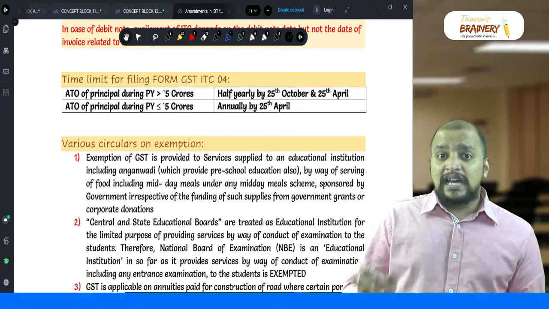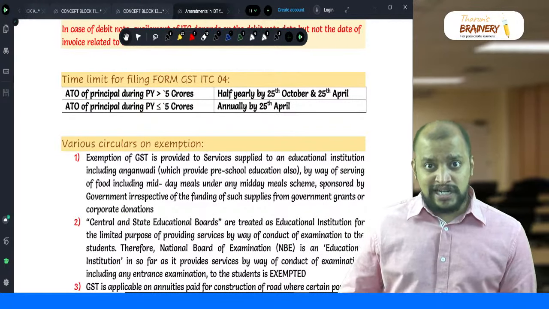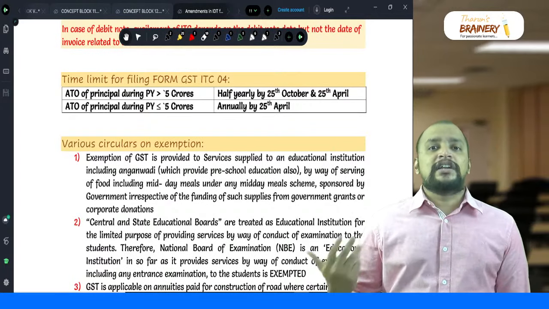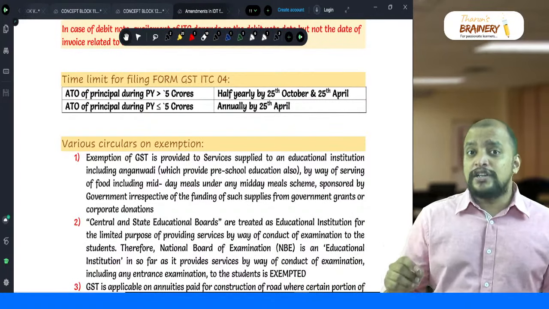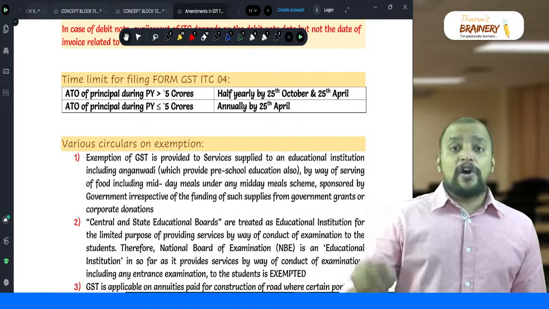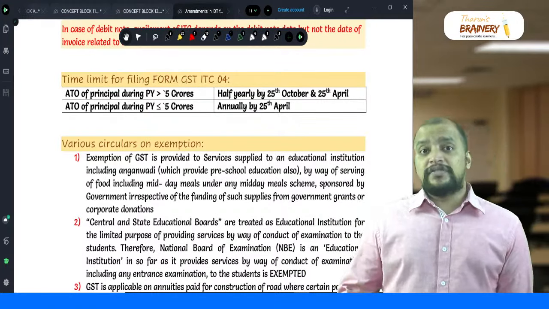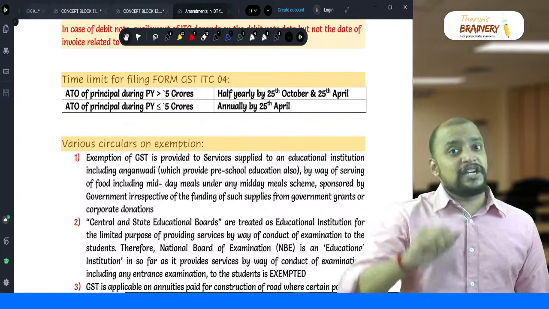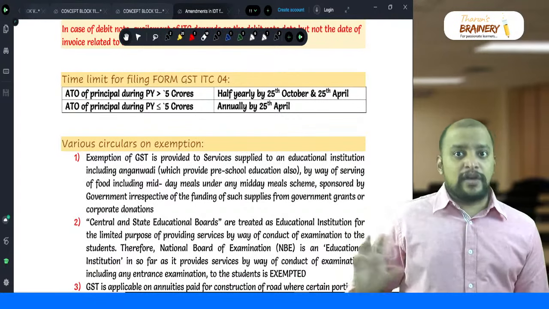Suppose the aggregate turnover during the preceding financial year, the previous year, exceeds 5 crores, then this ITC 4, for goods sent on job work and received from job work, needs to be submitted on a half-yearly basis. Suppose the aggregate turnover during the previous year does not exceed 5 crores, then it will be annual. Okay, what is the time limit?